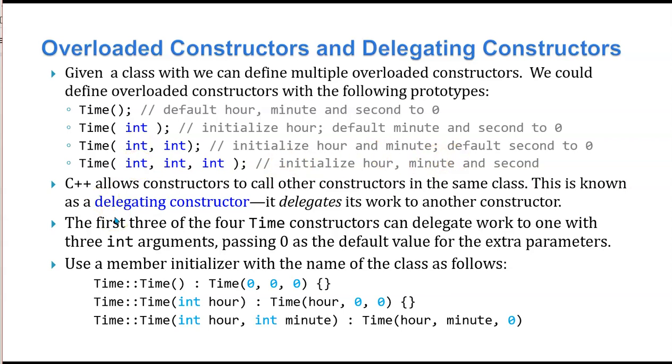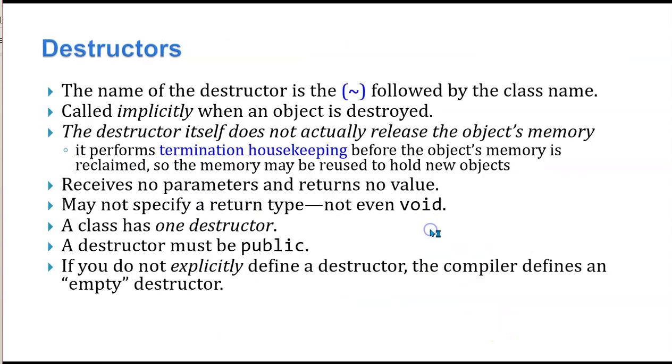C++ allows constructors to call other constructors in the same class. This is known as a delegating constructor. It delegates work to another constructor. The first 3 of the 4 Time constructors can be implemented as delegating constructors. For example, with Time, we can say in the definition, call Time with all zeros. Similarly here, we can call Time with 2 zeros. And finally here, Time with the hour and the minute and just 1 zero.